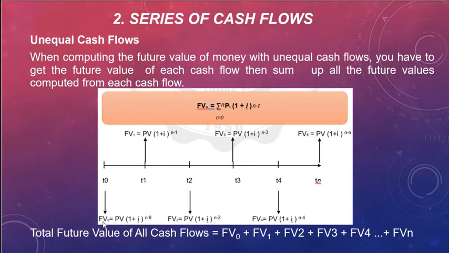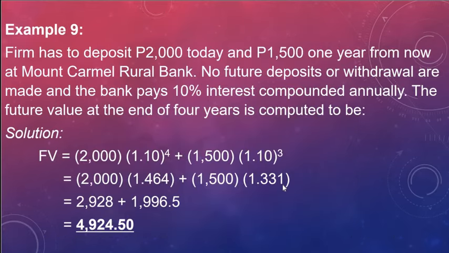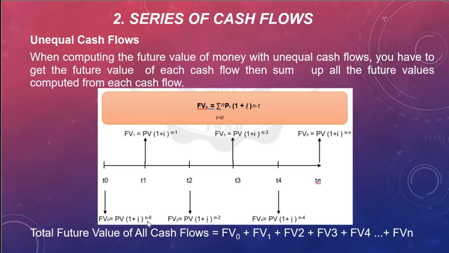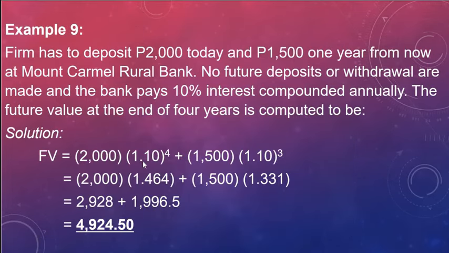Okay? So, try to check the formula here. When you invest or deposit at year 0, the time period 0, this is how you compute your future value. That's PV, that's 2,000, times 1 plus i, that's 10% or 0.10, raised to the power of n. Our n in our illustration is 4, minus t. Our t is 0. That's why the formula is substituted as 2,000 times 1 plus 0.10 raised to the power of 4, because our t is 0. Okay, I hope you understand that.